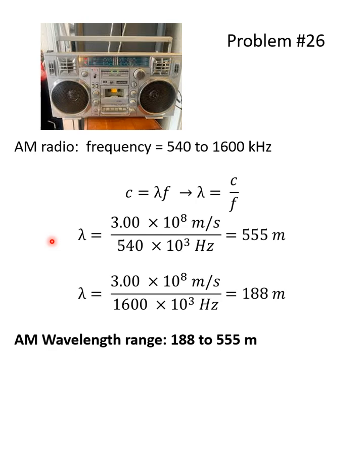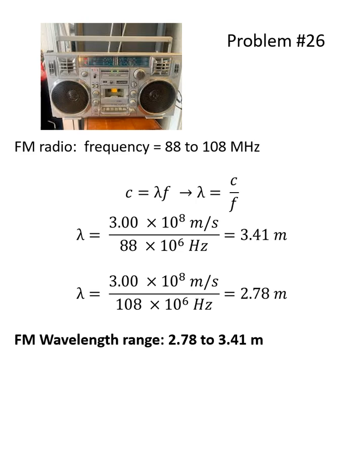For the higher frequency, we have lambda is 3 times 10 to the 8th meters per second divided by 1600 times 10 to the 3rd hertz, and we get 188 meters. So let's reverse the order of those. And so we have a frequency from the lowest frequency to the highest, the wavelength from the lowest to the highest is 188 meters to 555 meters.